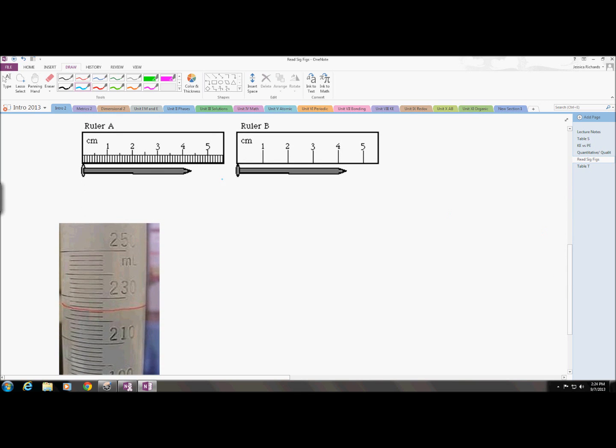Okay? And again, some of the Regents questions might ask you how many decimal places do you read ruler A to? Well, if ruler A is marked to the tenths, you're going to read that to the hundredths.